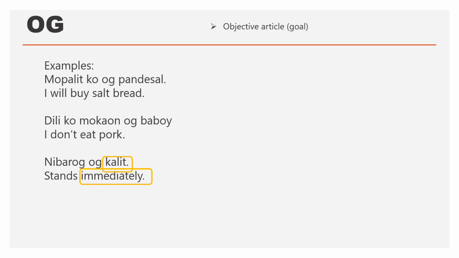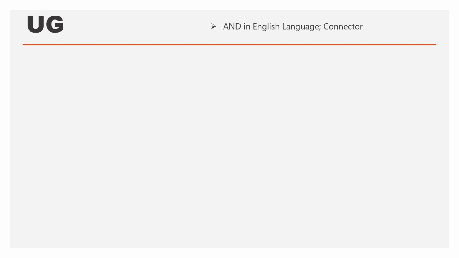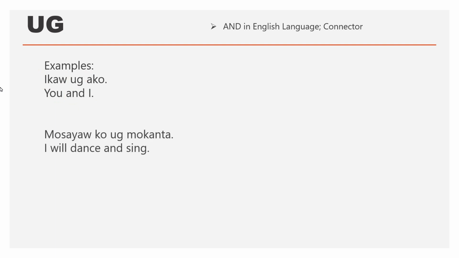Okay, another one, oh yeah, next is UG og. It means and in the English language. So we have examples here. This is quite easy, it's just and. So ikaw og ako, you and I. Ikaw is you, and then og is and, ako is I.